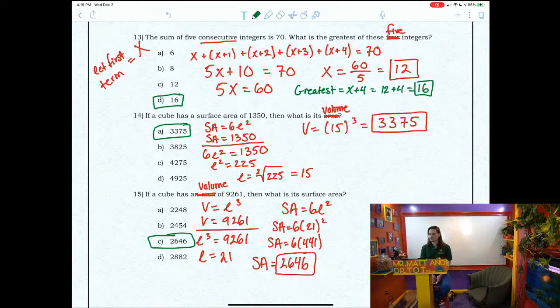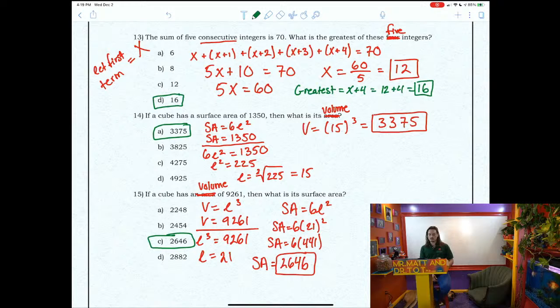The square root of 225 is 15, so the side length of this cube is 15. Substituting that into the volume equation, side length cubed, then 15 cubed is 3,375, which is answer selection A.